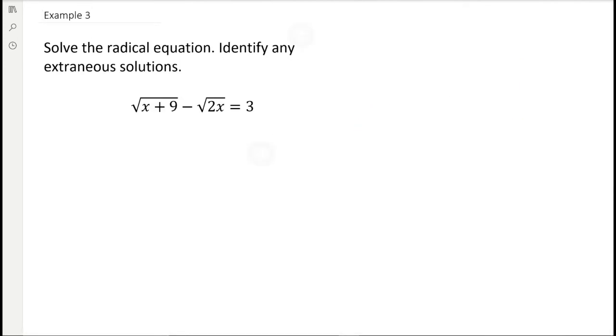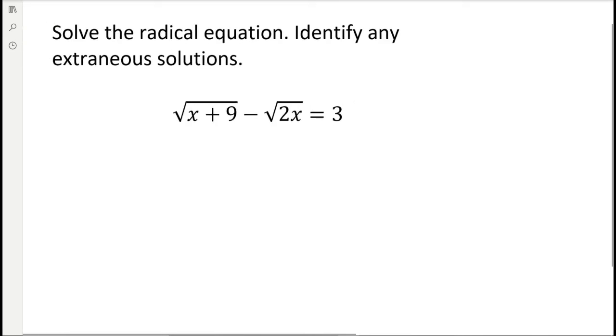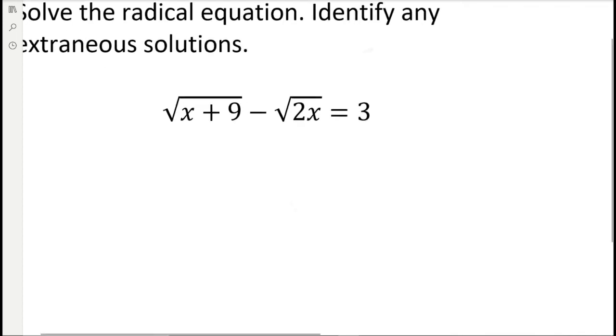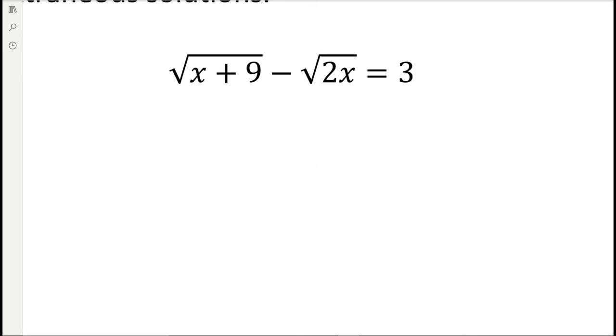All right, so let's show you how to do this in an example. Again, the difference between this and the previous equation is that you're going to end up squaring twice or cubing twice because of the fact that you have two radicals. All right, so if we want to solve this equation, again, isolate the variable to one side. So I'm going to move this square root of 2x over to the other side.